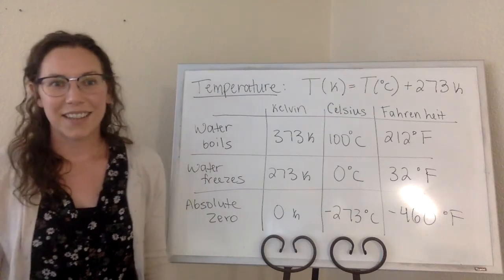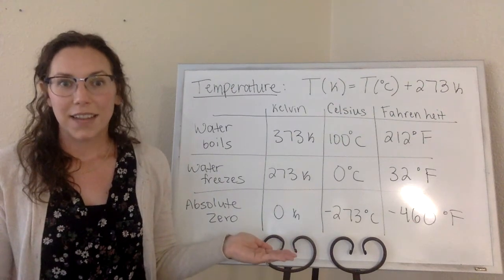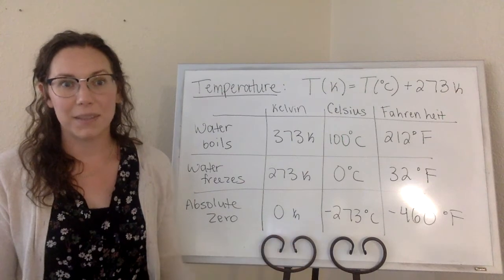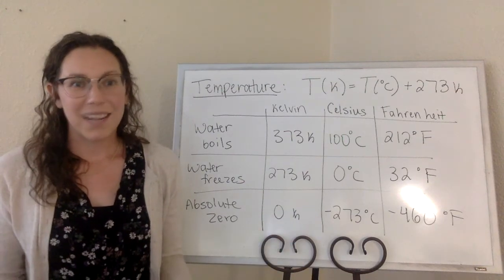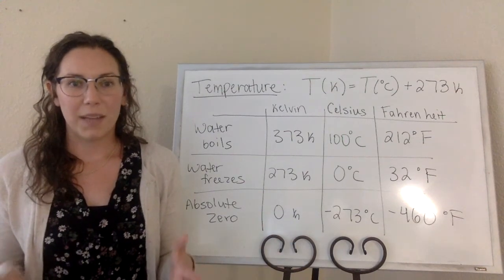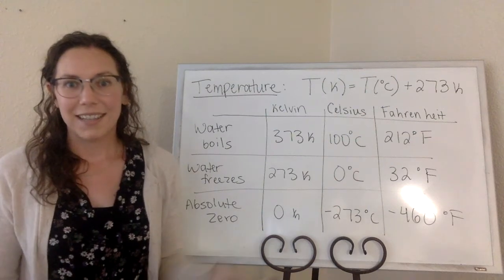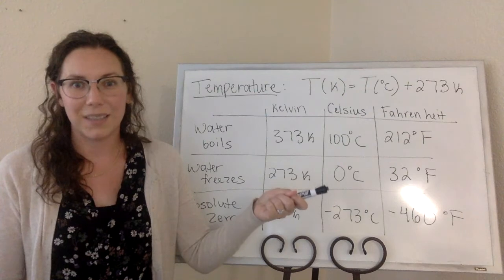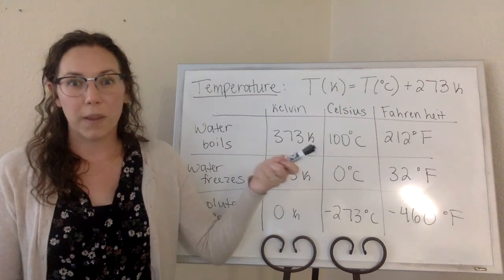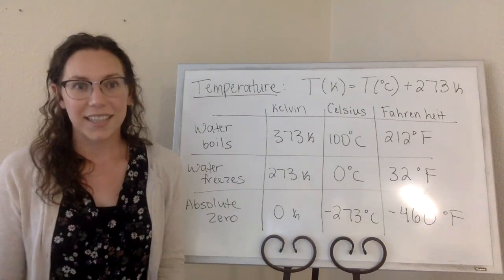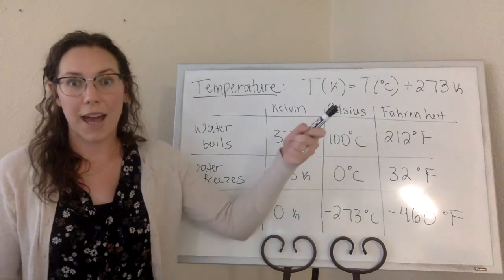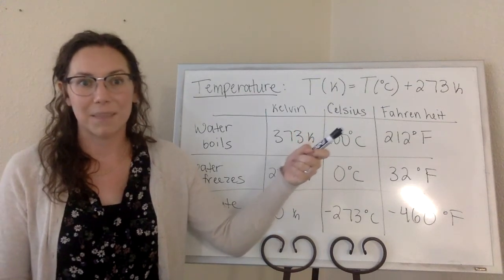Okay, let's look at our temperature scales. Kelvin is the SI unit for temperature, and it's based on absolute zero. I've mentioned this already, but absolute zero is the point where all molecular motion stops. Celsius, however, is calibrated based on the freezing point of water, 0 degrees, and water's boiling point, which is 100 degrees. In order to convert from Celsius to Kelvin, we'll need to add 273 degrees.